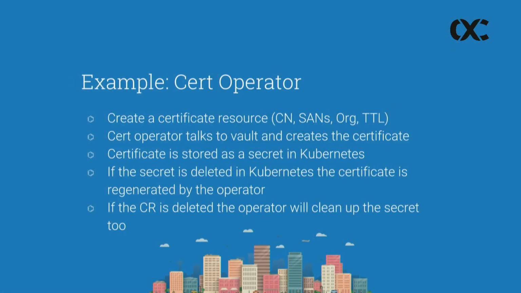So that's just an example of how you can do your own operator. You have a certificate resource, and the cert operator talks to Vault and issues a new certificate if it finds a resource within Kubernetes. And then this operator stores the certificate as a secret within Kubernetes. And if the secret is deleted, the controller would actually take care of creating a new one. And if the custom resource for the certificate is deleted, the controller will take care of deleting the certificate from Kubernetes.